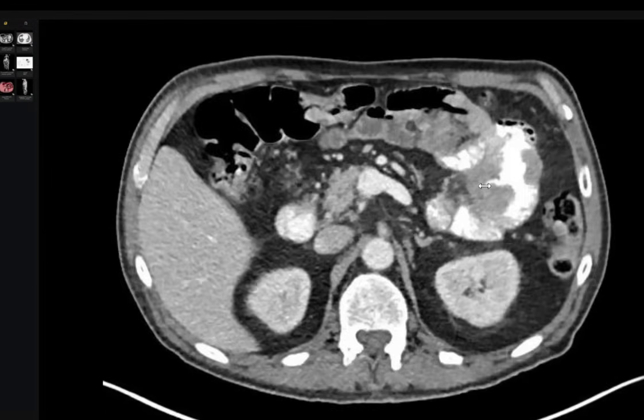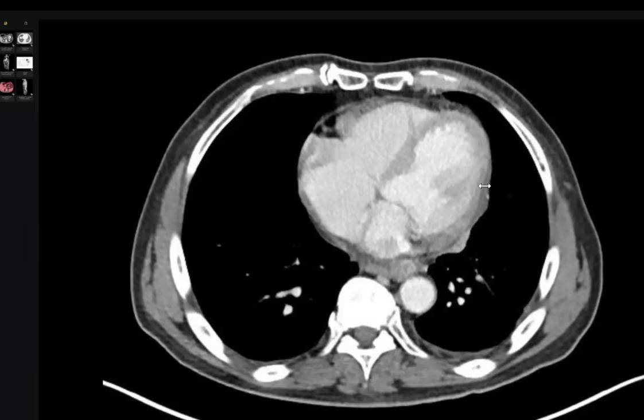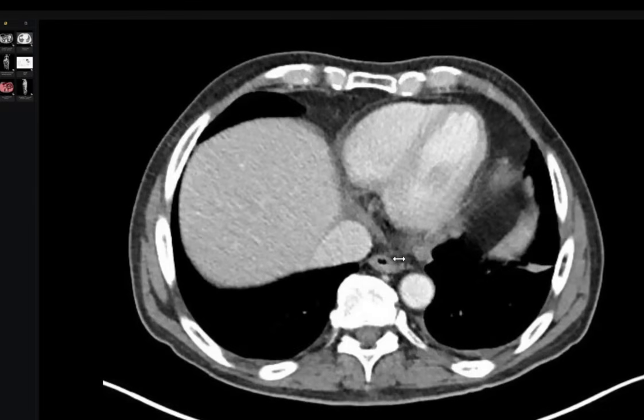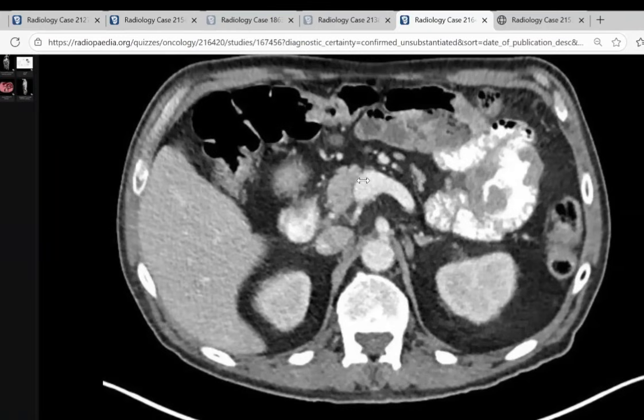Thank you, doctor, so much. It was a metastatic melanoma to the pericardium, paramediastinum, and the jejunum. Next candidate.